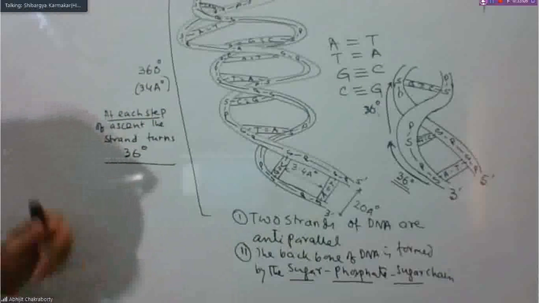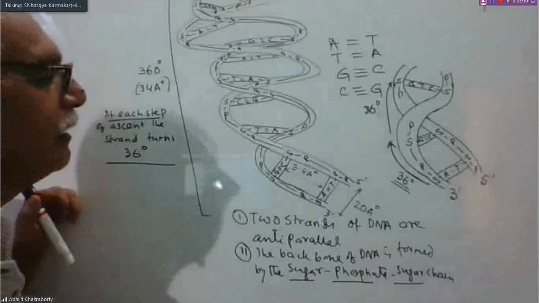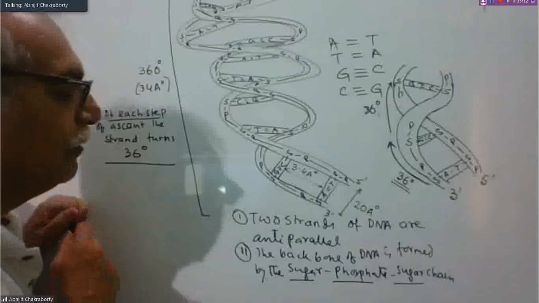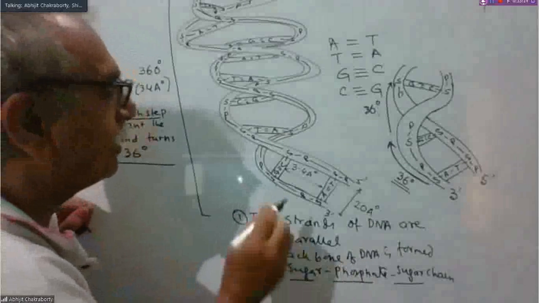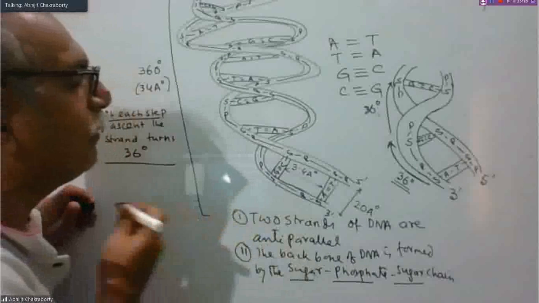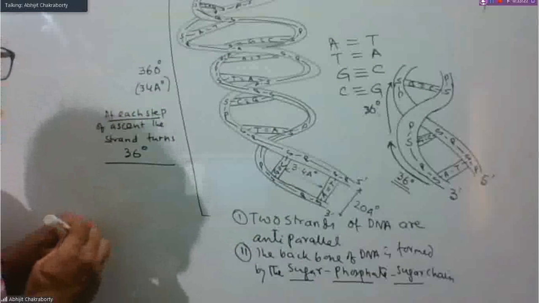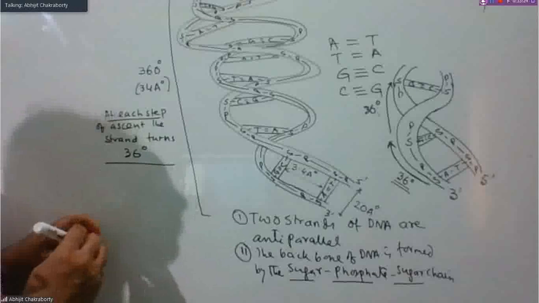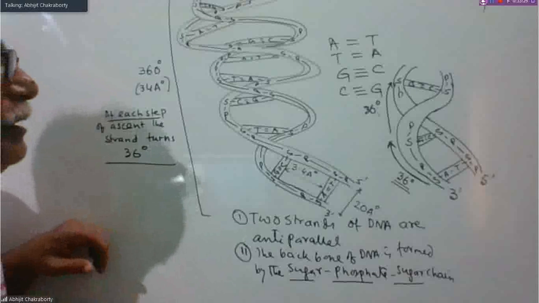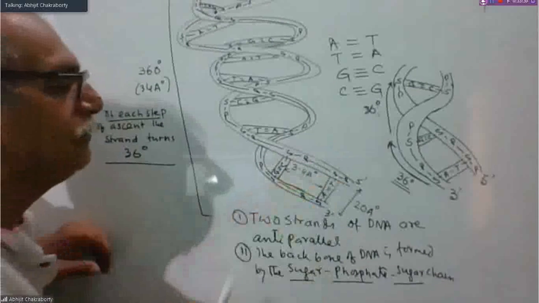Backbone of DNA is made of sugar. Okay now. Now you see this backbone, that is sugar and phosphate, are found perpendicular to the nitrogenous bases. That means if you go through them, they are found almost perpendicular to the nitrogenous bases and they are facing inside.